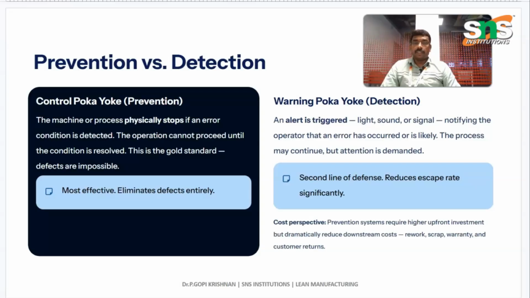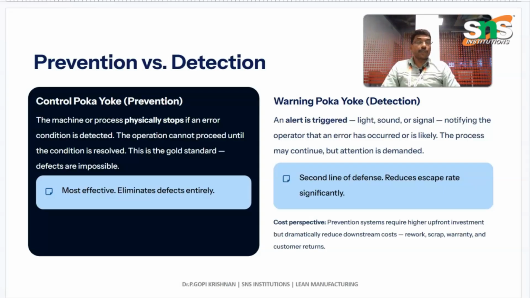The second one, that is warning Poka-Yoke or the detection. Here, there is no stoppage of the mechanisms or the machines, but an alert is triggered. It can be either the light or sound or signal notifying the operator that an error has happened or is likely to happen with the manufacturing activity. The process may continue, but the attention is demanded.